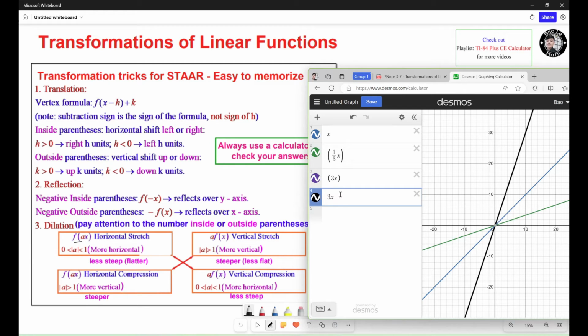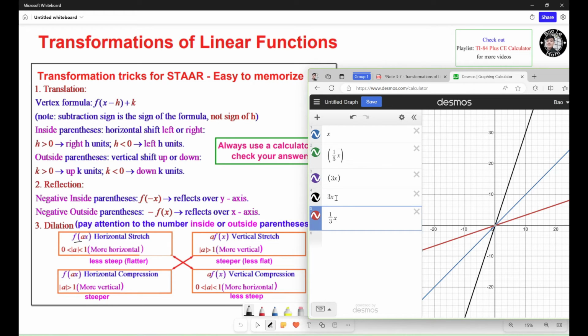And the last one, if you multiply the output by a number from 0 to 1, the new graph should be vertically compressed or more horizontal or less steep. Alright, so you will get the graph right here, the green one right here. Alright, so let's see. I don't put parentheses. I have 1/3 times s. You see that the green one and the red one overlapping.